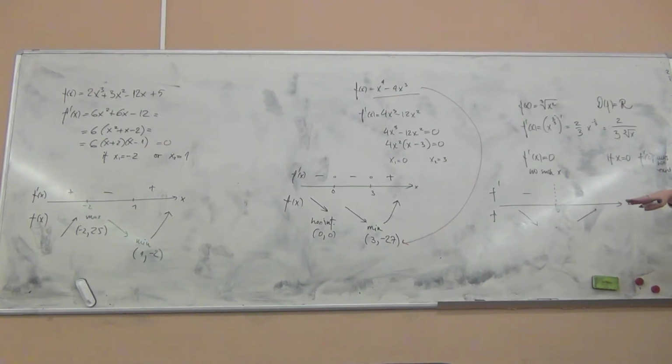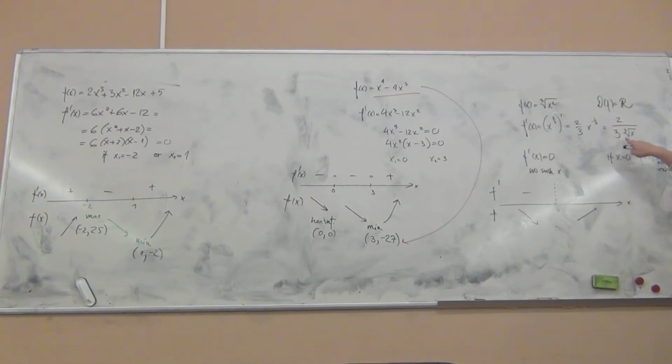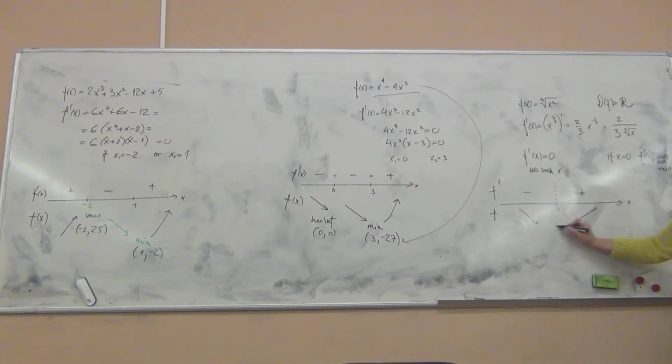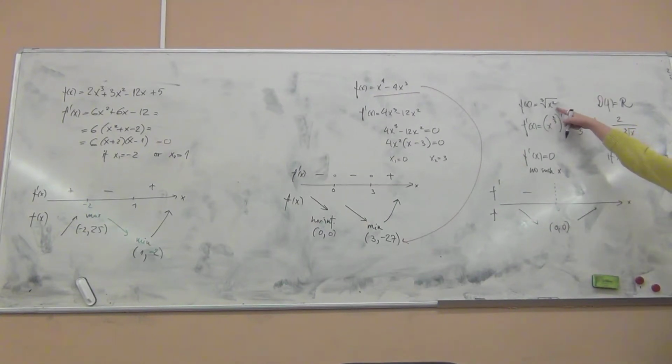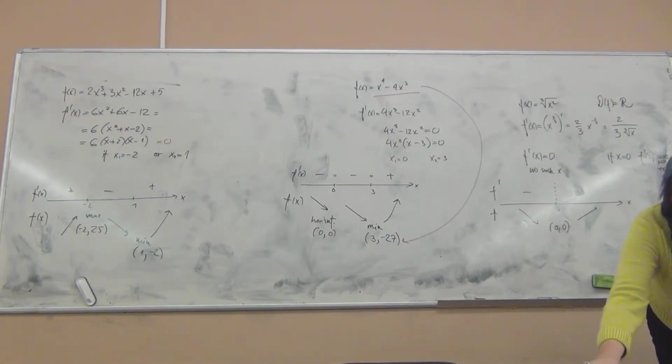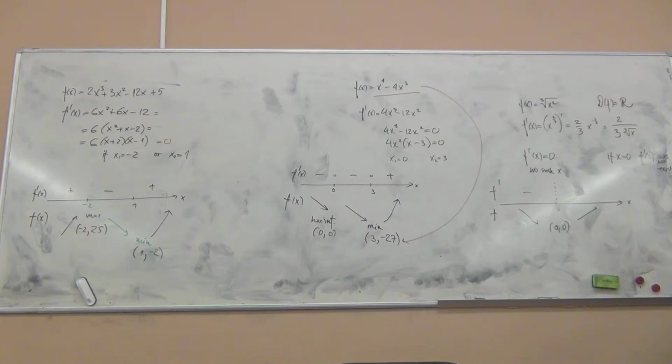It's not the horizontal minimum. The tangent line is not horizontal because the gradient seems to be infinity. So this means that this is still a minimum point, 0, 0. If x is 0, the function value is 0. And the graph is actually shown in the diagram. That's the screenshot from my graphing calculator.